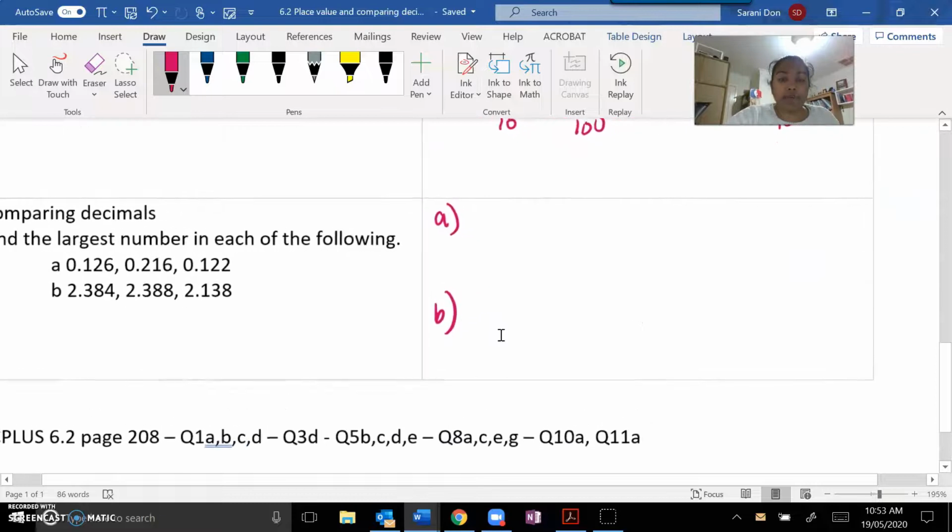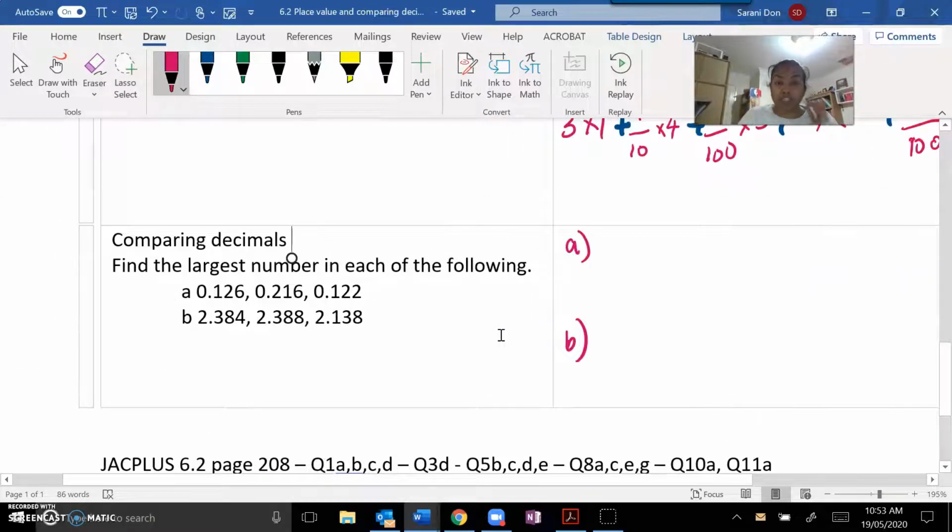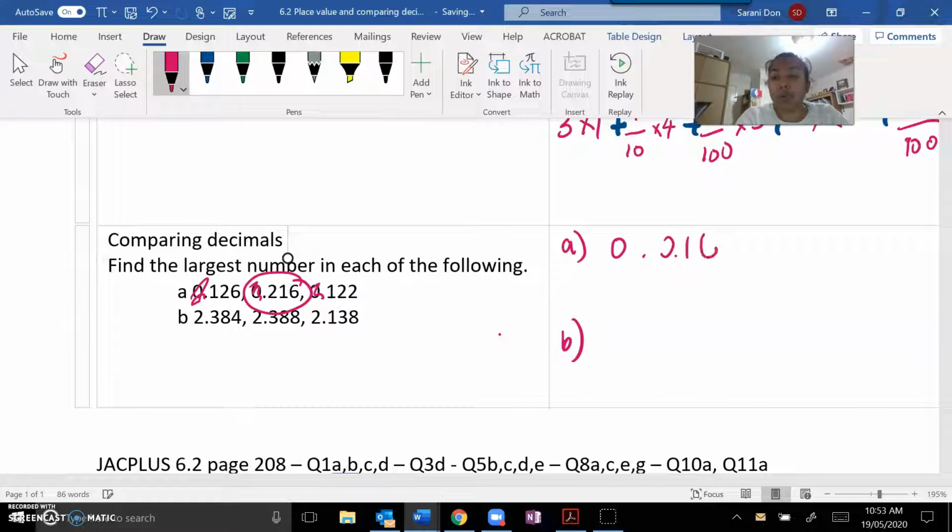All right, so have a go at this one. The first one is 0.126, 0.216, and 0.122. The best way to do it is when it starts with 0 point something, what I do is I literally ignore the zeros and I look at just the decimals. So if I get rid of them, I've got 126, 216, 122. What would the bigger number be? It's obviously this one here. So find the largest number. So I'm going to write 0.216. Pretty easy. The next one, however, where it says 2.384, 2.388, 2.138.